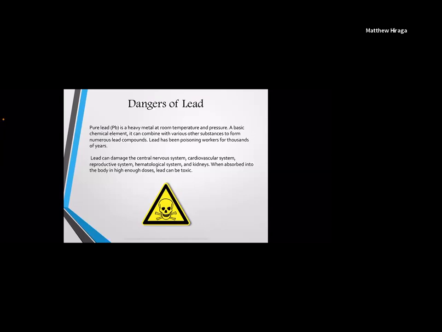Now, lead can damage things like your central nervous system, cardiovascular system, reproductive system, hematological systems, and kidneys. When you absorb it into your body at a high enough dose, lead can be toxic. And if you notice the skull and crossbones, it's considered a poison, which means it could be fatal.